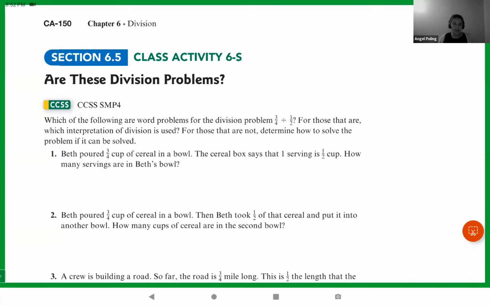All right, let's go ahead and get started. We're looking at class activity 6S.